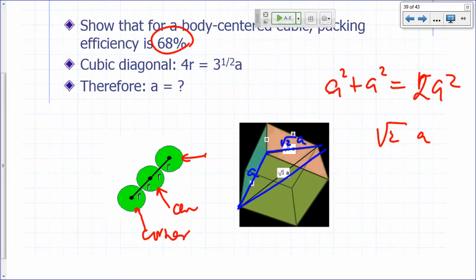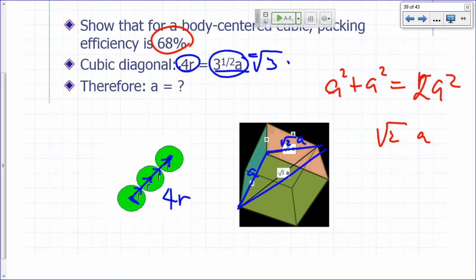Okay? So that means, let's look at the length of the diagonal. You have three atoms across the diagonal. This is one corner and this is the other corner. Well, that's the radius of one atom, that's the radius of the second atom, and that's the radius of the third atom. So that's 4r right there across the diagonal. So that 4r is the square root of 3 times a.